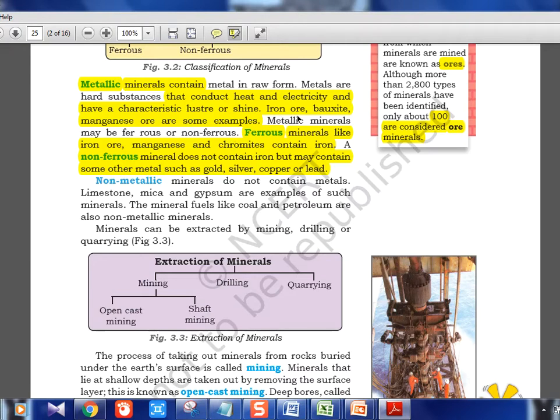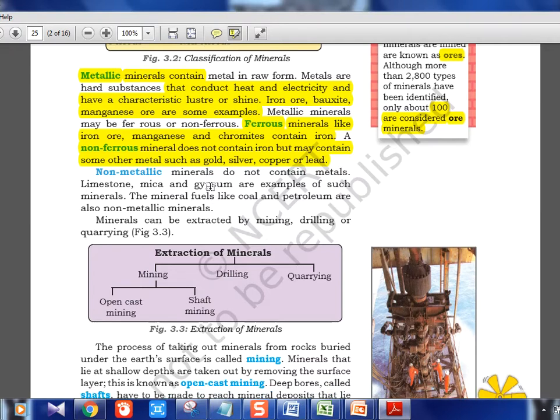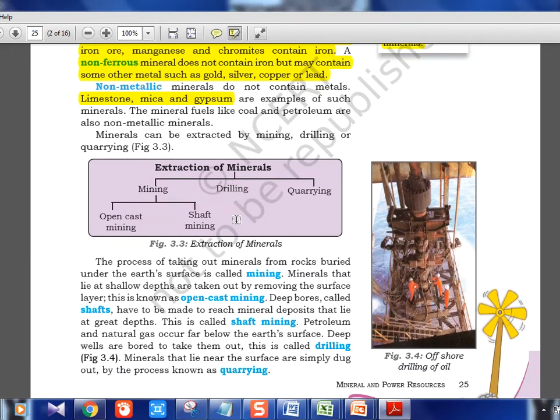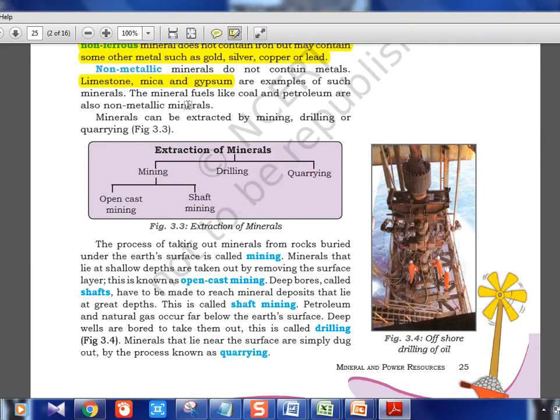You see here iron ore, bauxite, manganese, these are examples of metallic. Within metallic we are classifying it as ferrous and non-ferrous. Non-metallic are the ones which do not have metal content. So limestone, mica, gypsum are the best examples of non-metallic. Now we'll see the distribution also, where mica is found in the world, where limestone is found in India. These kinds of things are there in this chapter. That's why I told you to try to make notes. Coal and petroleum are also non-metallic minerals.